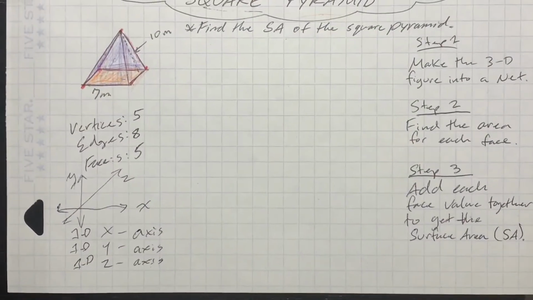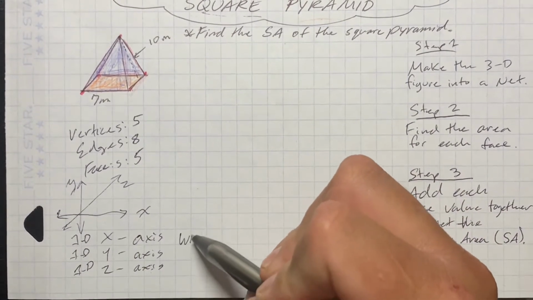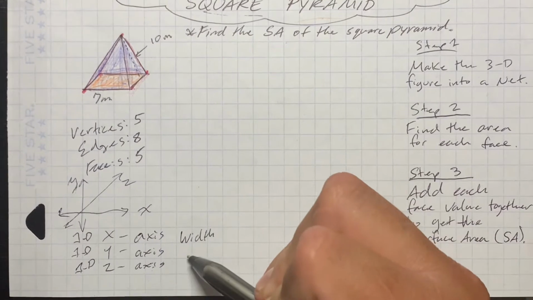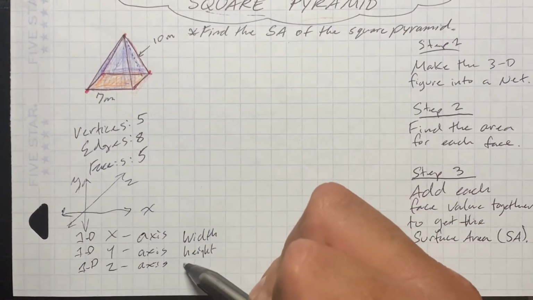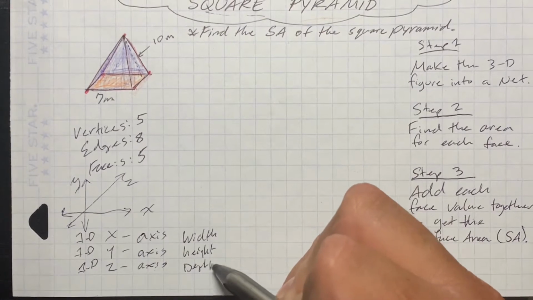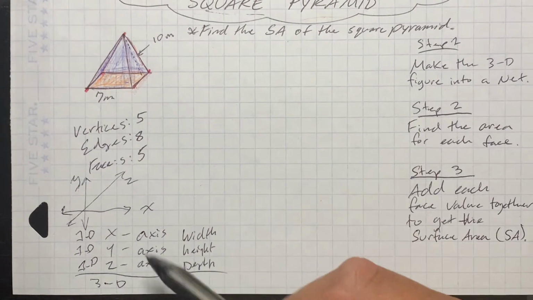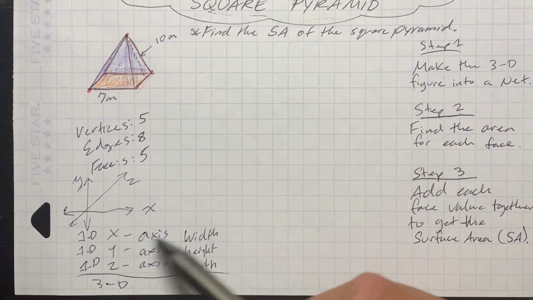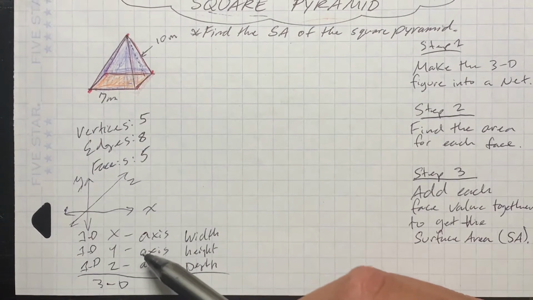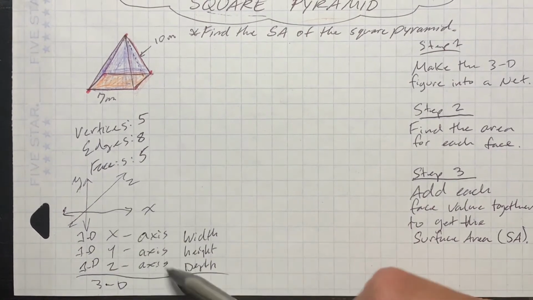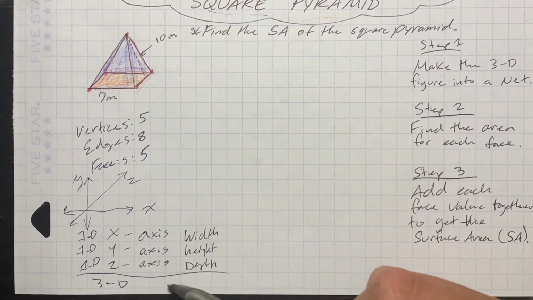So the x-axis is the width. The y-axis is the height. And the z-axis is the depth. Okay. So 1 plus 1 plus 1 equals 3-dimensional. So again, one dimension is your width, your x-axis, how wide. Another dimension is your height, your y-axis, how tall. And another dimension is your z-axis, okay, the depth.